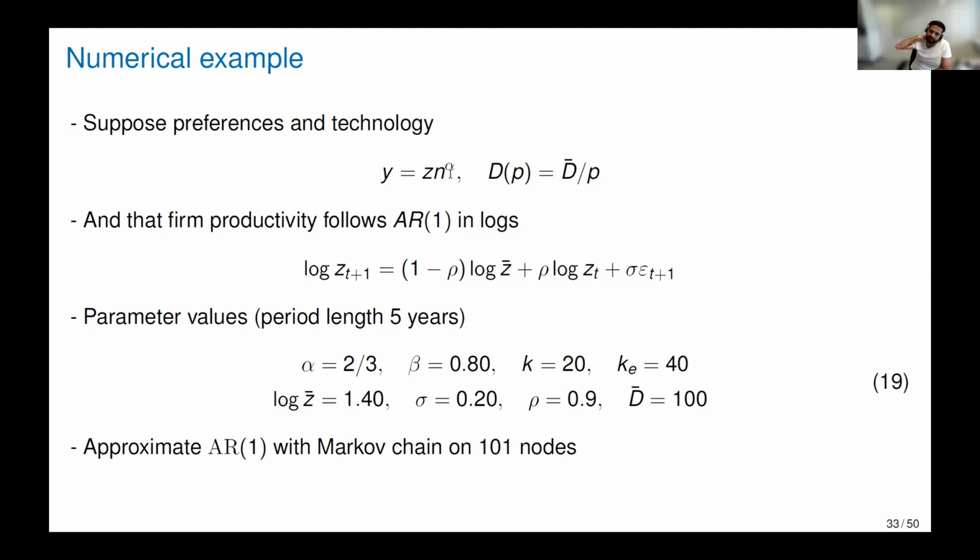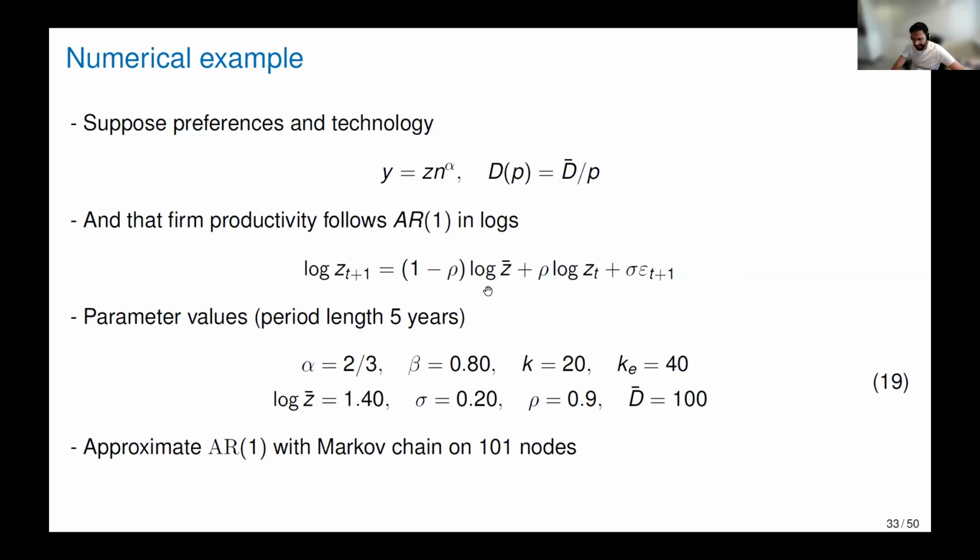So the calibration here is, I have a production function, I need alpha. Alpha I can estimate with the production function estimation techniques that we discussed in the first class. Here I'm going to assume it to be 2/3, 0.66, just for presentation purposes. But when you use it in your research, you need to be careful what alpha is. I will use beta, the discount factor, of 0.80. I'm going to use the fixed cost of production as 20, the fixed cost of entry as 40, and the serial correlation of the AR1 process to be 0.9.